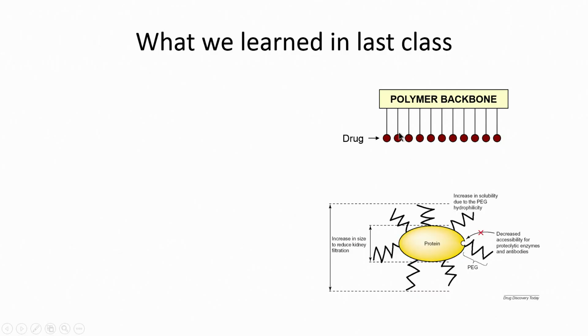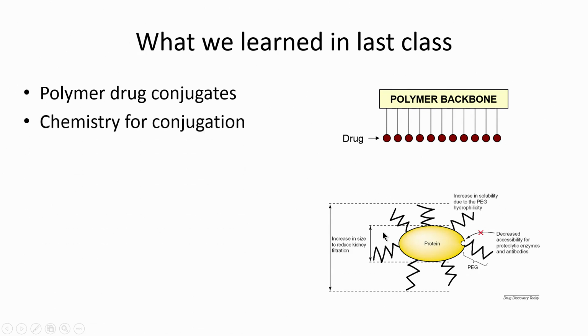So what we learned in the last class, we mostly talked about polymer drug conjugates, right. These are polymers that can be conjugated to the drugs either in this format where a long polymer backbone gets conjugated to small drugs, or you can have a large drug like proteins and you can conjugate polymers onto them. What is the advantage of this?